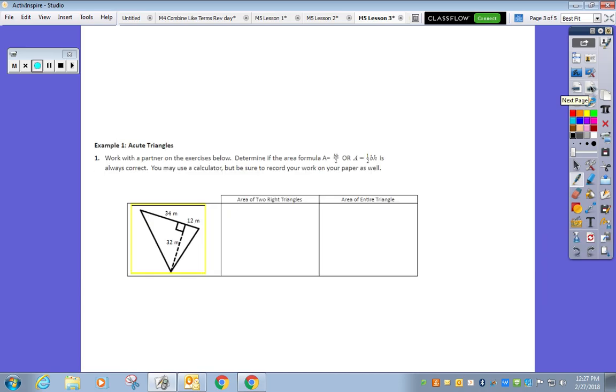Okay, so it's asking them to do a couple of different things here. So we're given a triangle. It wants us to find the area of the two right triangles formed inside of it based on the height. So we're going to separate it into two separate triangles here and find the area of both and add them together. And then see if our formula, either this one or this one, would work regardless. So if I wanted to look at two right triangles, I'm going to use the base times height divided by 2.